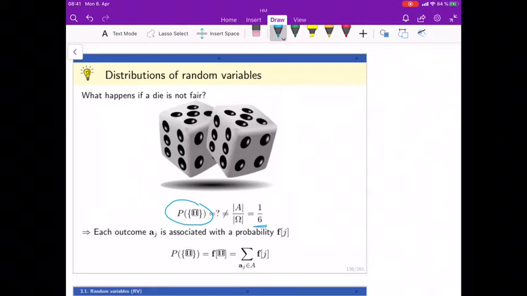So if each outcome aj, so 1, 2, 3, 4, 5, 6, has a different probability, and we call those probabilities fj, well, in that case, we have to find something different. So we could say the probability for 6 is just the probability function f of 6, whatever that number is.